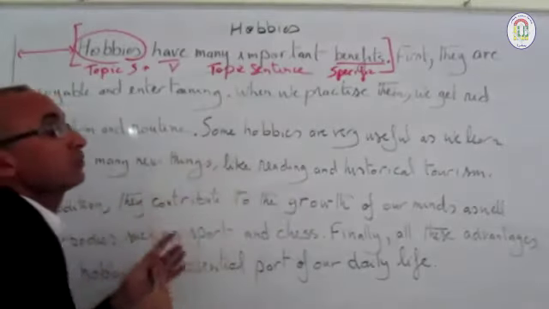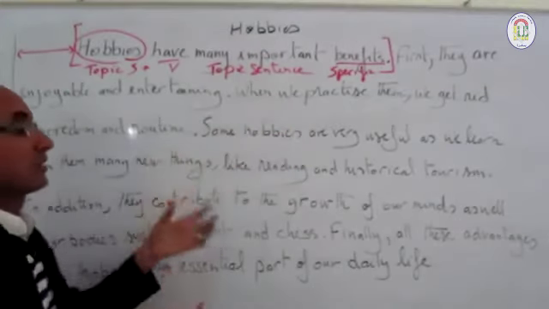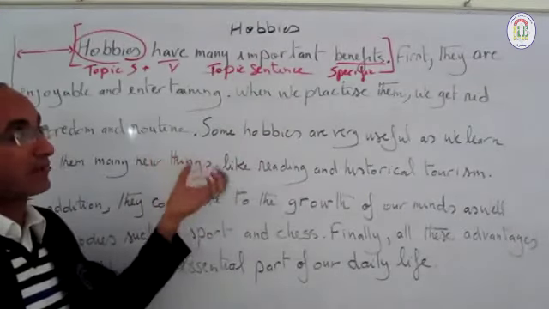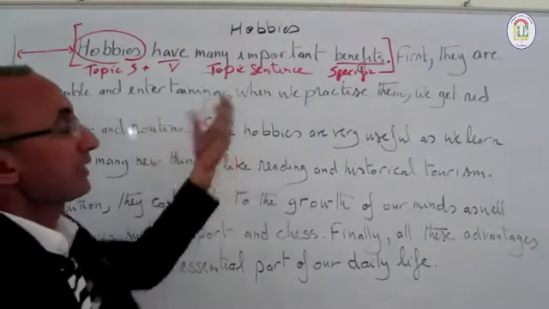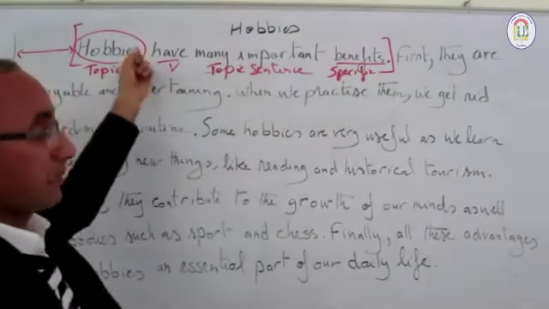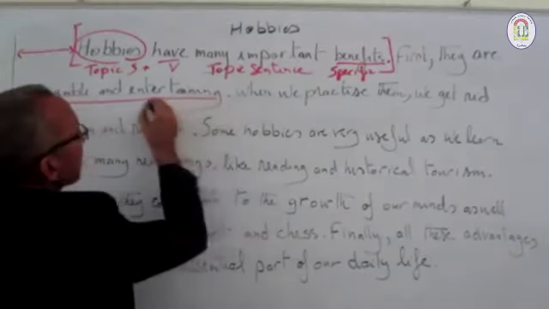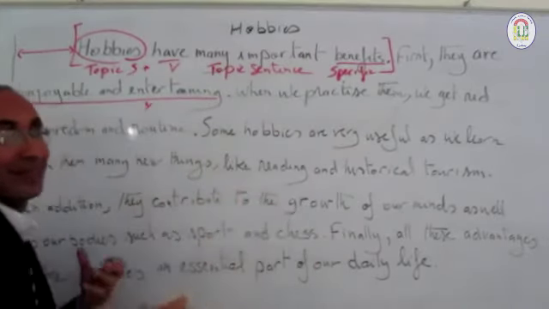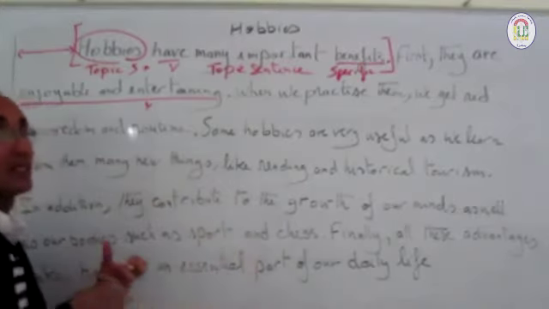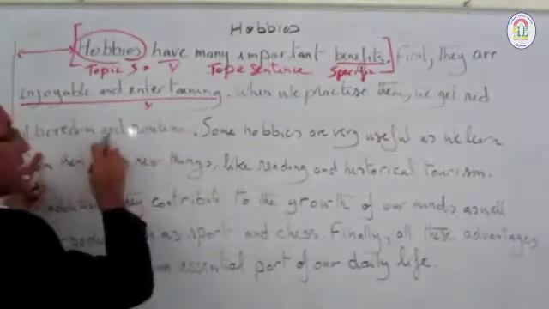But usually here we should raise 3 or 4 or even 2 major ideas to develop. In this paragraph, I have come up with 3 main ideas, or 3 main details about the benefits of hobbies. First, they are enjoyable and entertaining. It's number 1, clear. Then explain. Whenever I introduce one major idea, I explain it, I reinforce it with some kind of details, explanation, examples, and so on. When we practice them, we get rid of boredom and routine.